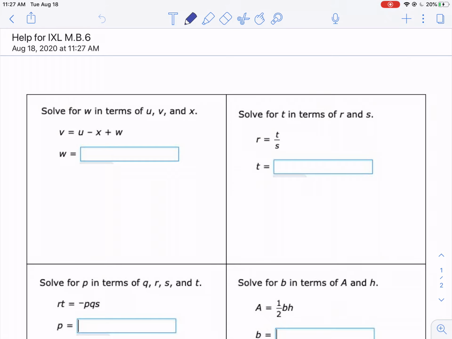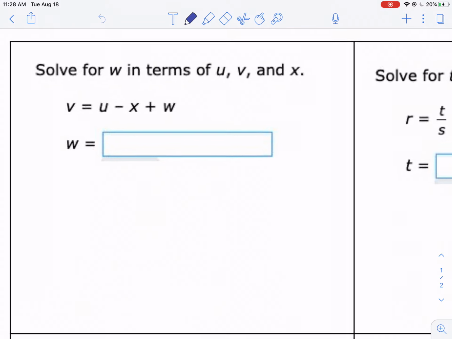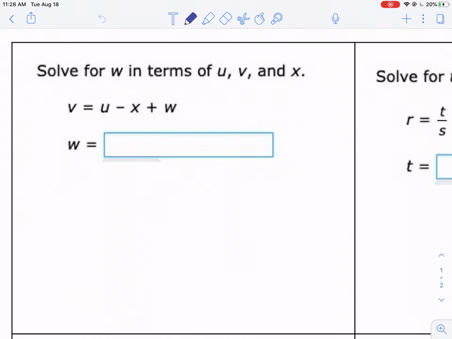So in this video, I want to talk about how to solve for a variable. In this case, it says solve for W. So we want to get W by itself in terms of U, V, and X. That just means U, V, and X will be on the other side. So we want to get W equals something with U and V and X over here, but we don't know what that is yet.